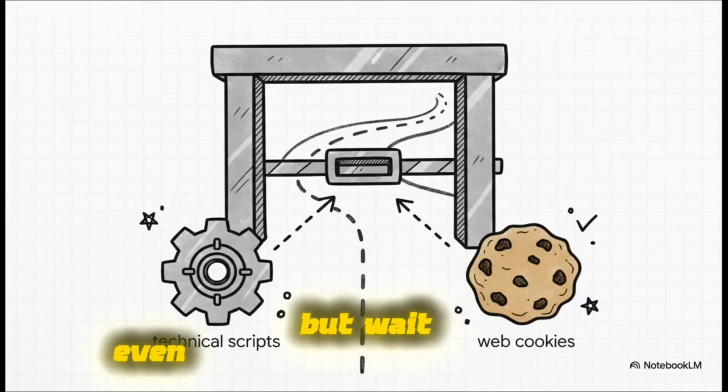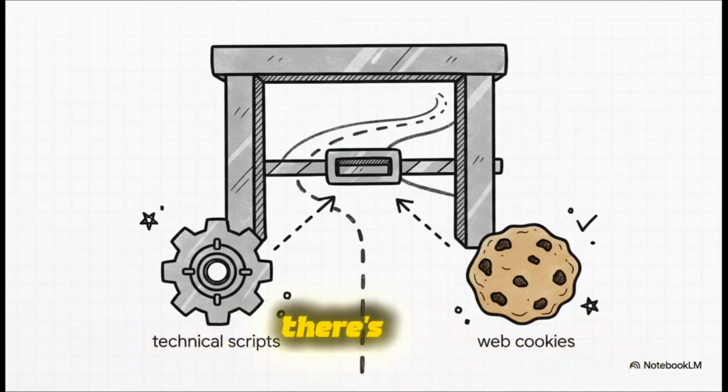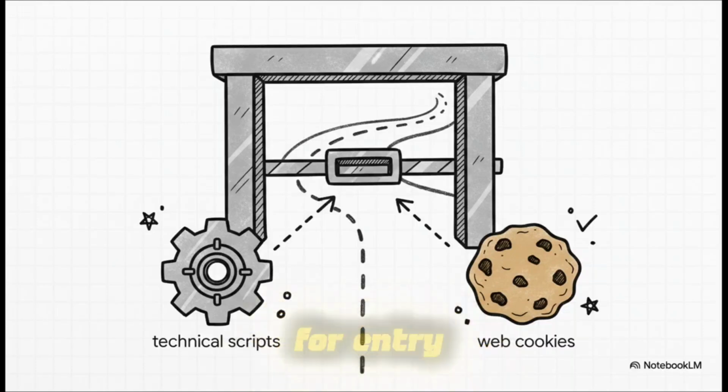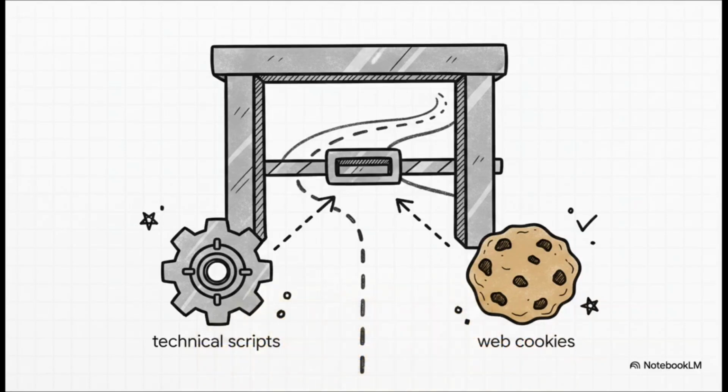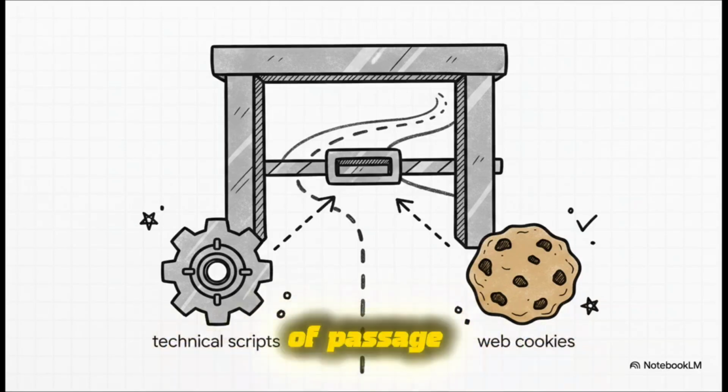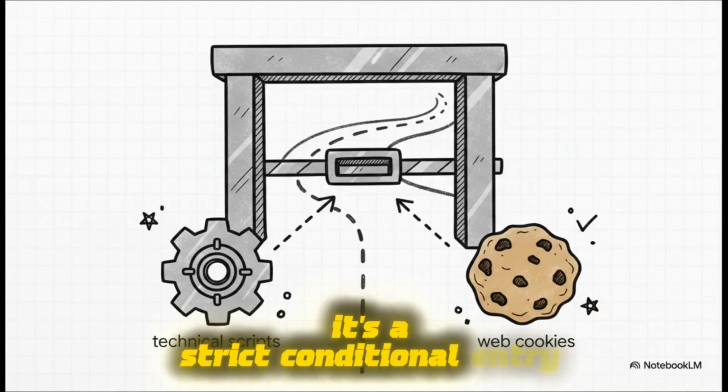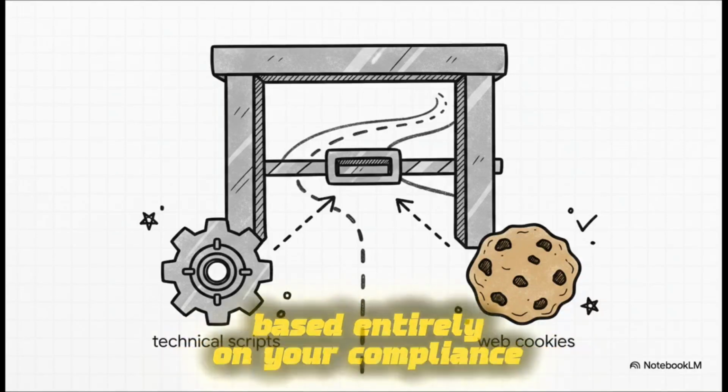But wait, even with successful verification, there's still a technical toll for entry. You aren't just let through the gate unconditionally, you absolutely must enable JavaScript and cookies to continue. Those are the non-negotiable terms of passage. It's a strict, conditional entry based entirely on your compliance.